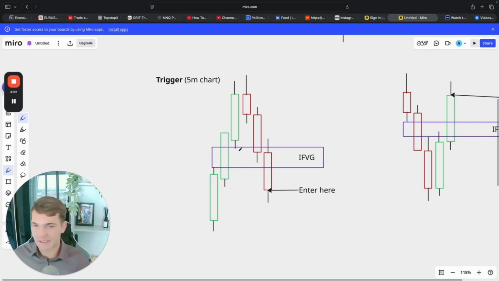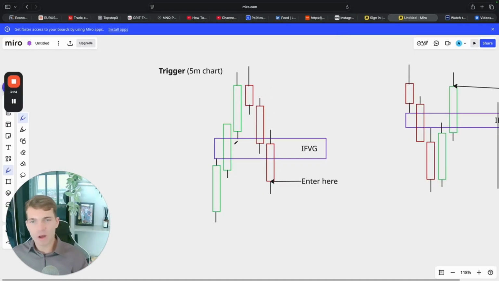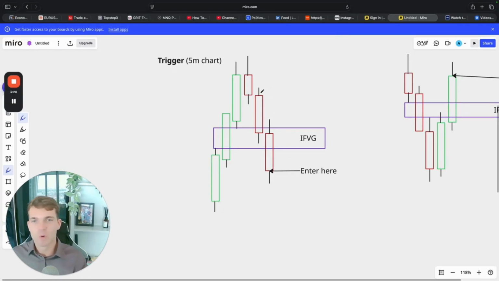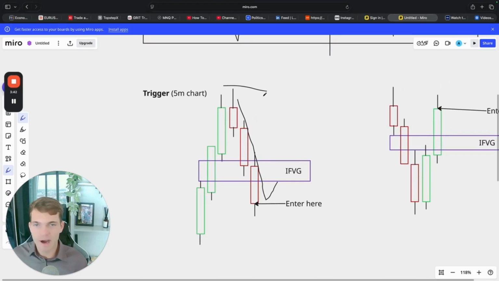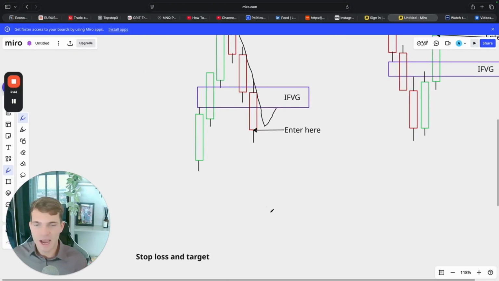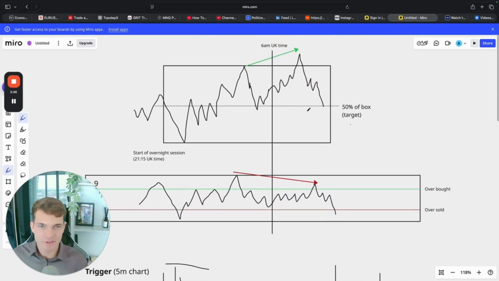We have to have a gap between the two wicks of the first candle and the third candle to create that fair value gap. Now, once we've got this, obviously with the 15-minute divergence, we're looking for price to come down and close below this fair value gap, and that is our trigger to enter into the trade here. So as soon as you've got a 5-minute candle, you enter here, stop loss goes above the previous high, and then you target back down to this 50% of this box here.